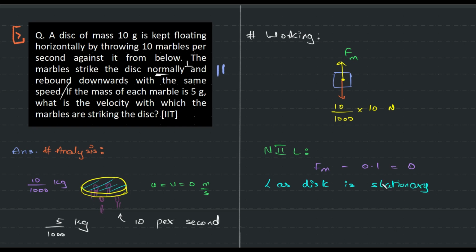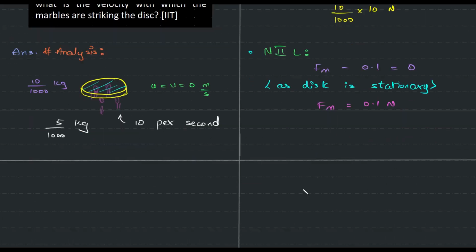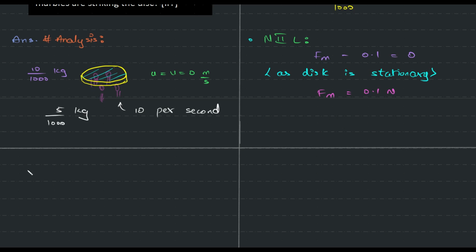Again, I'm not writing the required formulas over here, Newton's second law and all of that. So in your exam you need to do it. So basically the marbles have to help with a force of 0.1 Newton. Right? So how are we going to get it? It's because of the impulse. So impulse from each marble is what we are looking at.